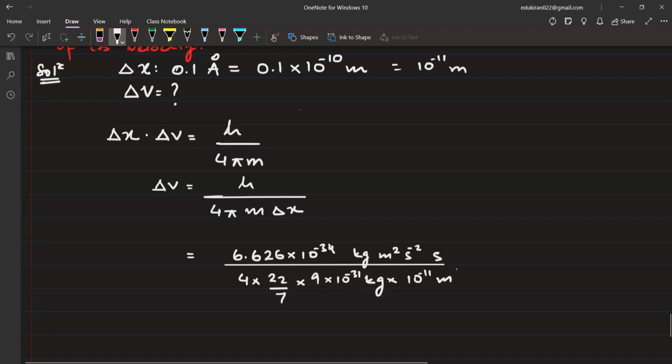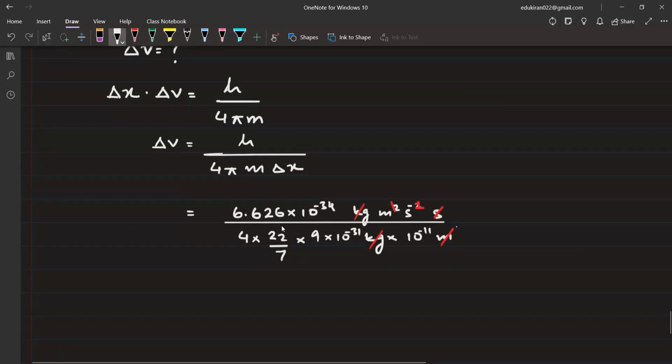Okay. Now here, first of all, let us cancel the units, right? So kg gets cancelled with kg. And this meter will get cancelled with meter, right? And the second minus 2 becomes second inverse, minus 1. So as you can see, what is the unit remaining? It is meter per second, which is very correct because we have to find the error in velocity. So that will also be in meter per second.